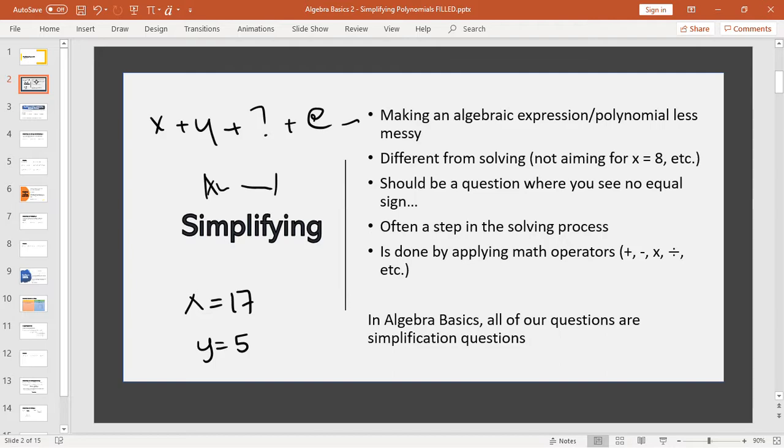Usually we'll give these to you and you won't see an equal sign, hopefully, but then you may, but Algebra Basics is all simplification. And simplification can be used when you're solving as an intermediate step, but for this unit, we're never going to have those answers. We're just going to make, ideally, things a little cleaner. Sometimes you won't agree that it's cleaner, but I'll tell you what I want from you in these slides.